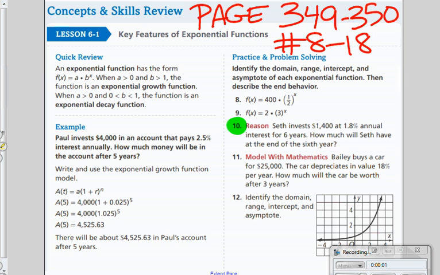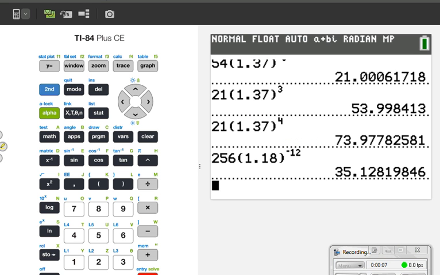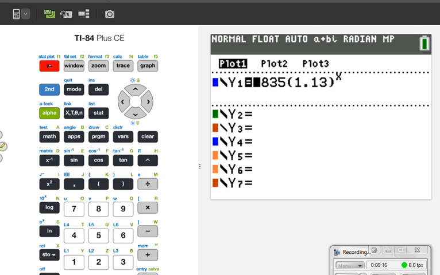Okay, so this is number 8, and they want you to identify all these different parts and behaviors of the graph. 400 times 1/2 to the x. So let's do this. Let's go to y equals and graph it.